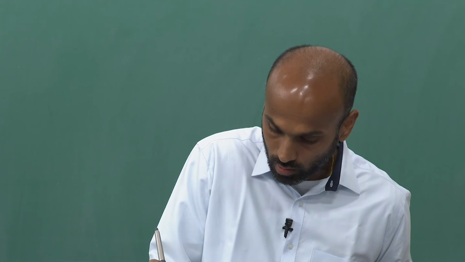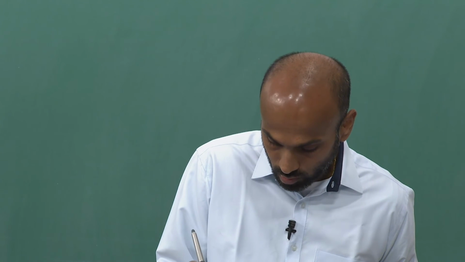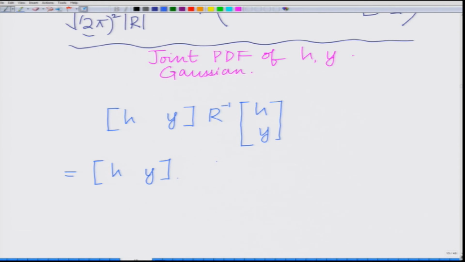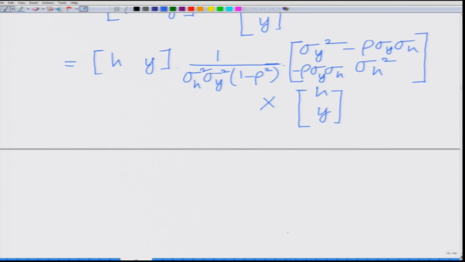That is the row vector h y times R inverse times the column vector h y. We know that R inverse is 1 over the determinant of R, which is sigma h square sigma y square into 1 minus rho square, times the matrix with entries sigma y square, minus rho sigma y sigma h, minus rho sigma y sigma h, and sigma h square, times the column vector h comma y. Okay. And this can be simplified. Now this is a scalar quantity, so I will bring it up front.